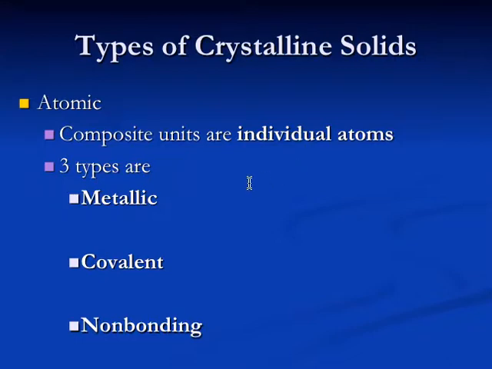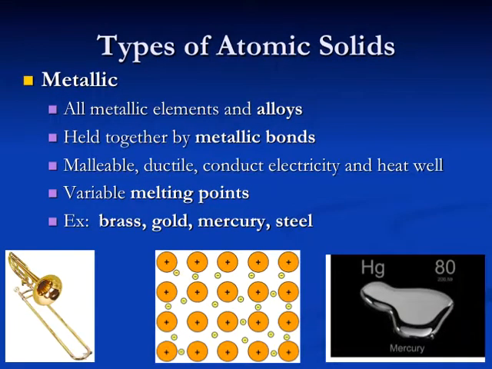So there's three types that are atomic. There's metallic, which is made out of metals. Covalent, which would be non-metals. They're actually covalently bonded. So metallic bonding here, covalent bonding, and non-bonding. We'll get into each of these a little more specifically right away. And I know you have a lot of things to fill in here.